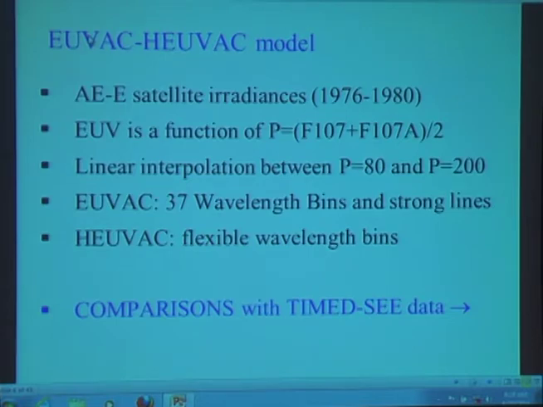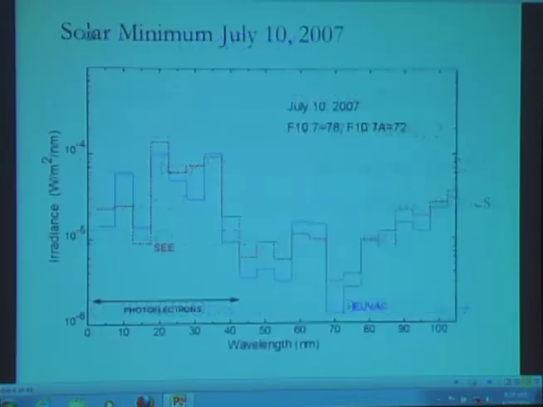And now I'm going to show how that compares with the TIMED C measurements. The TIMED C measurements are the dashed line, and this is solar minimum. And you can see there are quite big differences, even though these are 5 nanometer bins. There are quite big differences in some locations.